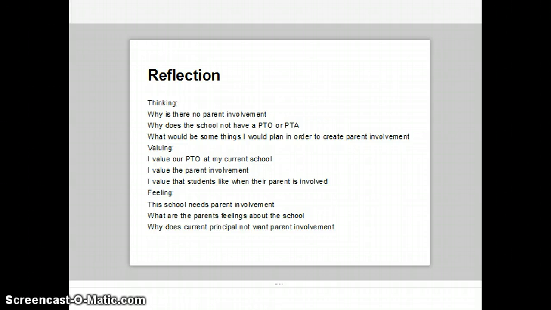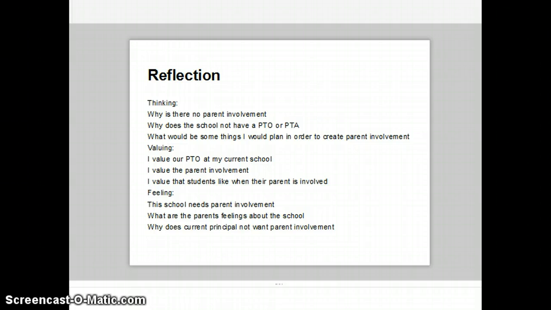Values. I personally value our PTO at my current school, and I know how much they do for our school and how much planning they do and how involved they are. It goes to I value the parent involvement in our school, and I value that the students like when their parents are involved. I think it shows them that their parents do care more than just when they see them at home. What I was feeling is the school needs parent involvement.